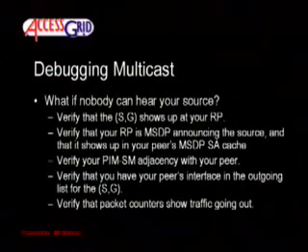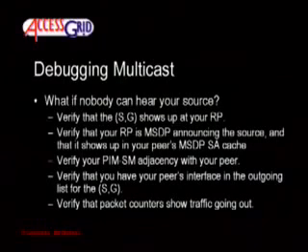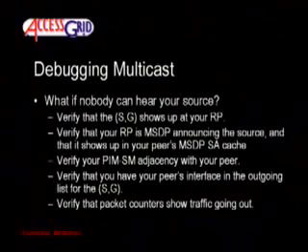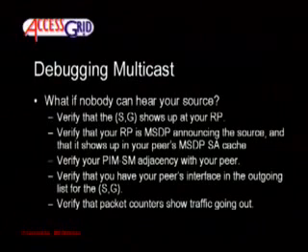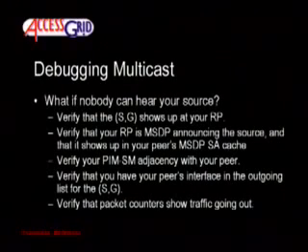Okay, outgoing. Let's say you're transmitting and somebody wants to hear you. What if nobody can hear you scream? Verify that the S,G shows up at your rendezvous point. That's the first place to look. If it's not there, you've got problems. Go back to the designated router, make sure it sees the traffic and so forth, and is properly encapsulating to the rendezvous point, et cetera.